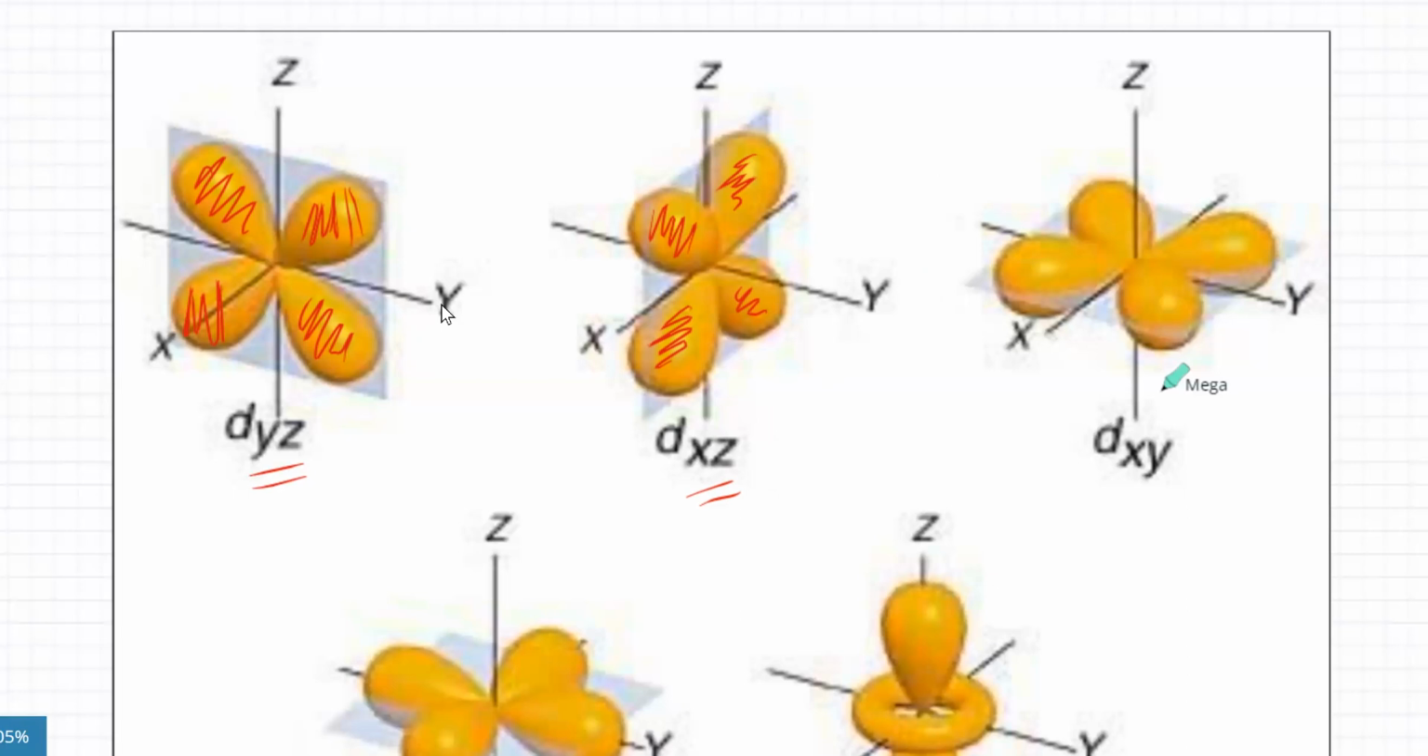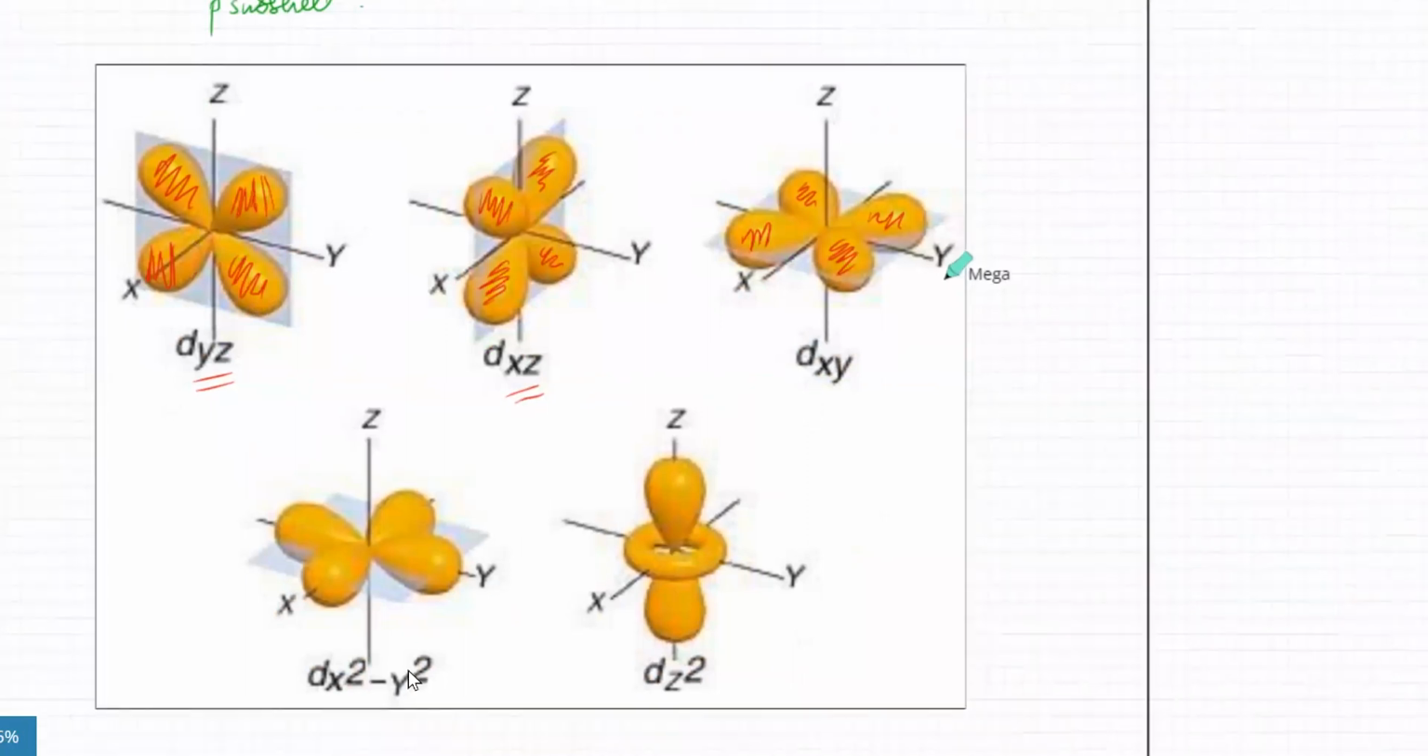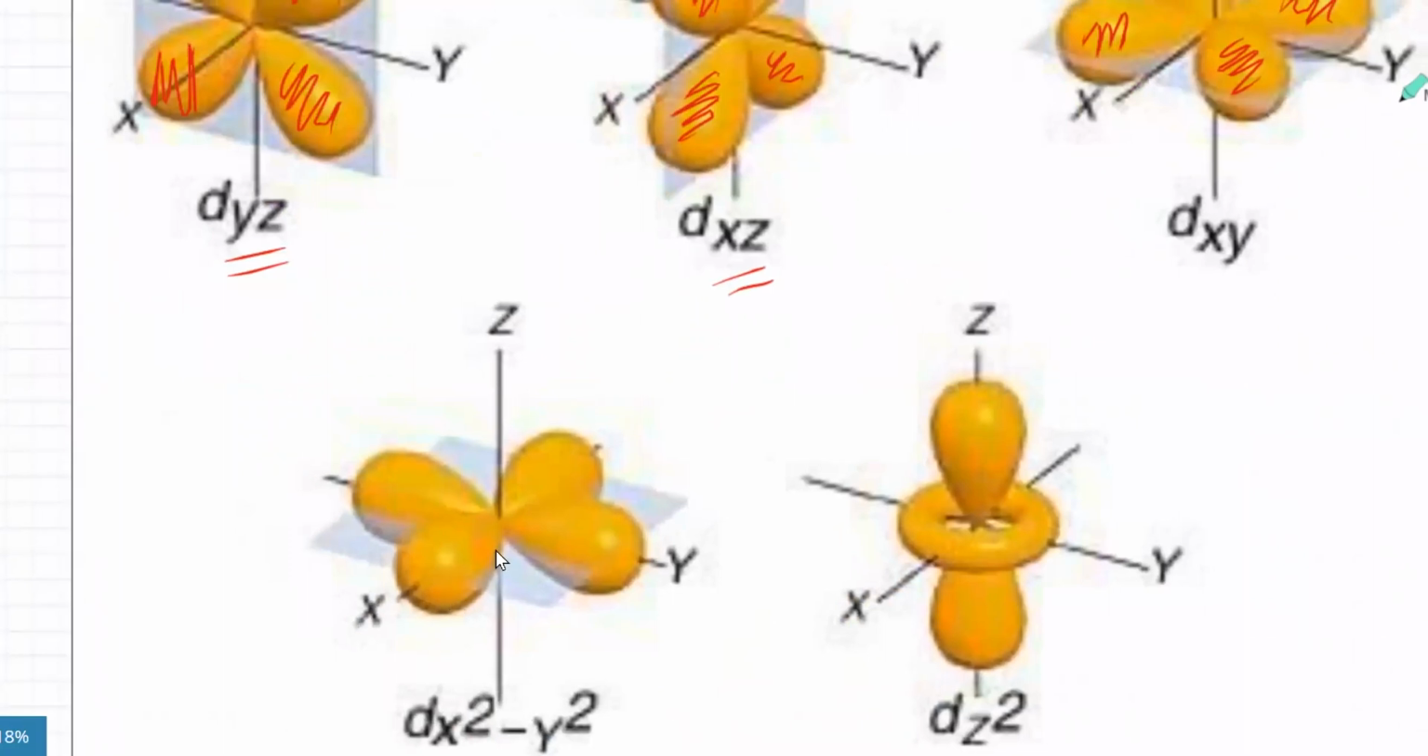Similarly, you have the dxy. Now the electron is lying in the xy plane, and it's lying between the x and y axis. So the negative charge of the electron can be found in these areas, not on the x and y axis, but between the x and y axis. Then you have a fourth one, dx square minus y square. What that means is that the electron is lying exactly on the x and y axis. So the negative charge is on the x-axis, on the y-axis.